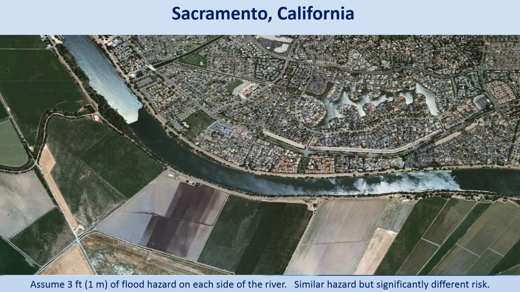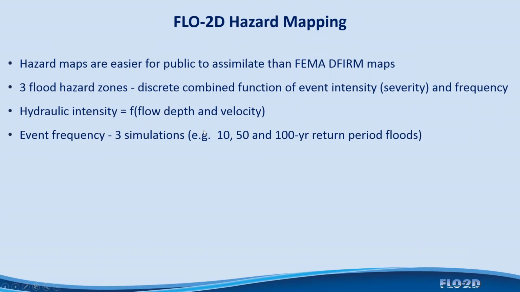But while you have a similar hazard, the risk associated with the loss on both sides of the river is extremely different. This has much higher risk than just flooding the farm fields. So this is an example of the corresponding definitions between risk and hazard.